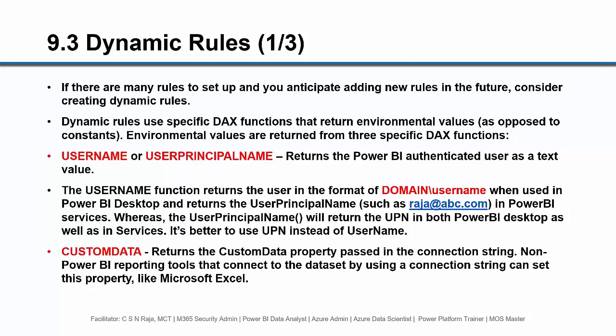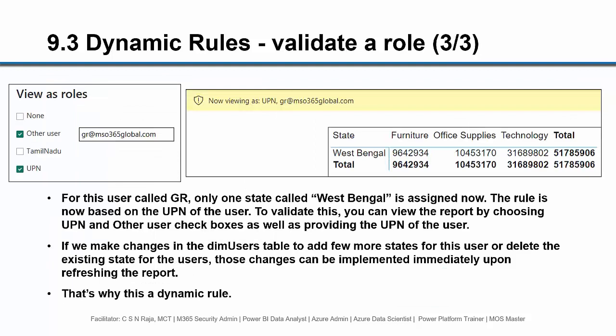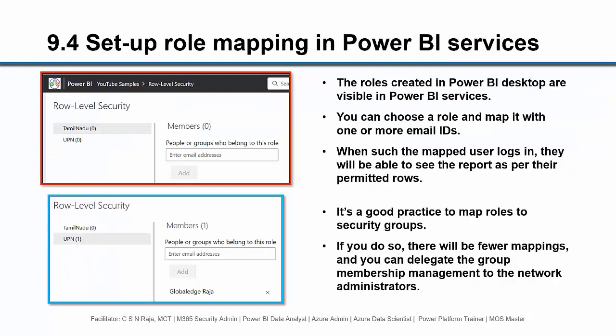CUSTOMDATA returns the custom data property passed in the connection string. Non-Power BI reporting tools that connect to the dataset by using a connection string can set this property, like Microsoft Excel. You just saw how we created a dynamic rule and how it was implemented also. Setting up the role mapping in Power BI services was also demonstrated to you.